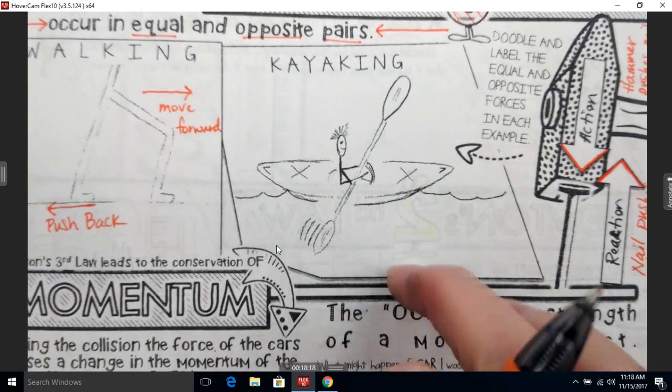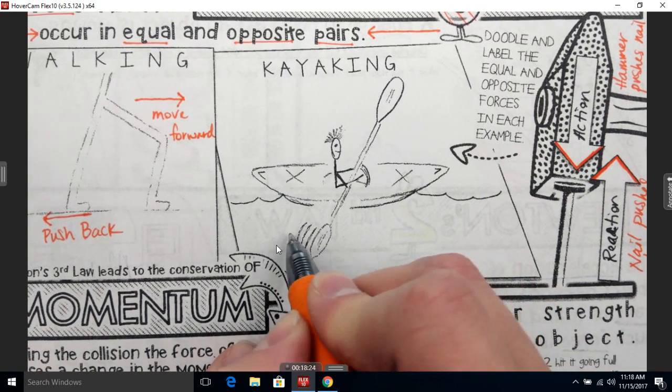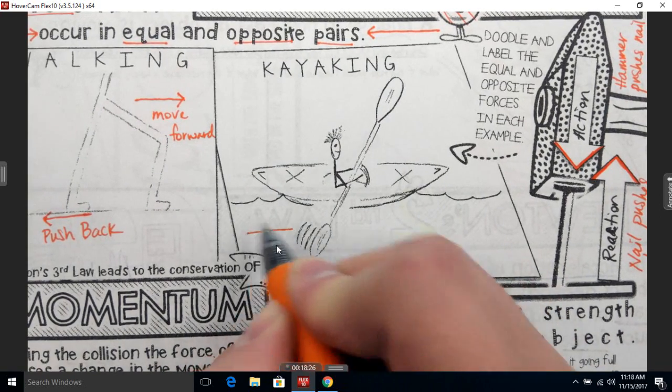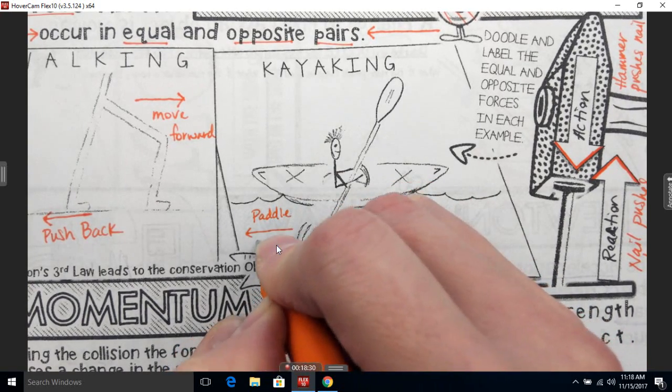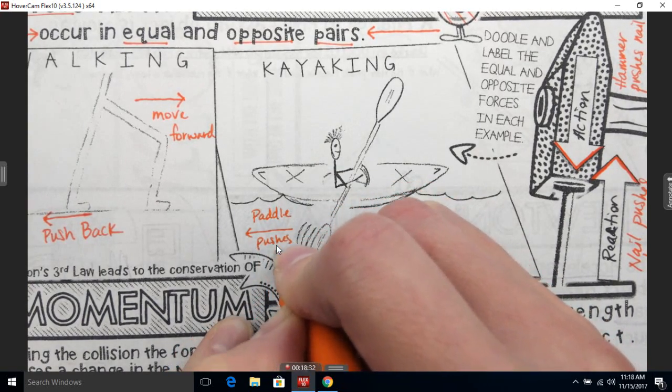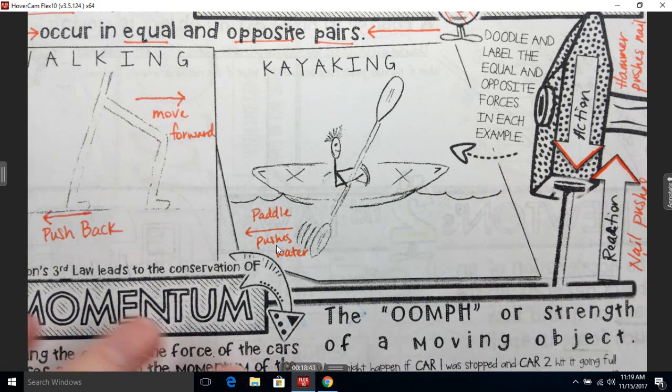What about this one? The paddle pushes the water back. Paddle pushes water. Water pushes back, so where does the canoe go? Forward.